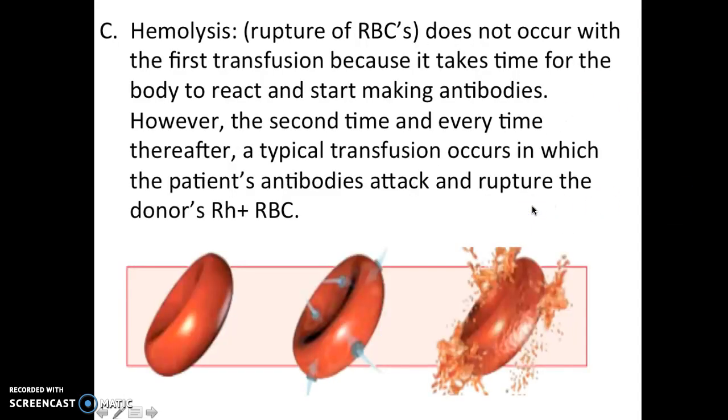So, hemolysis, the rupture of the red blood cells, does not occur when the first transfusion happens. We're just talking about Rh now. You have a transfusion, you're negative, and you're given Rh positive blood. It takes time, so you get exposed, nothing's going to happen, you're just going to make antibodies. If you get exposed again, now things are going to be problematic. The second time and every time thereafter, the patient's antibodies attack and will rupture the donor's Rh positive cells. Again, you'll have that same thing that will occur with the kidney failure.